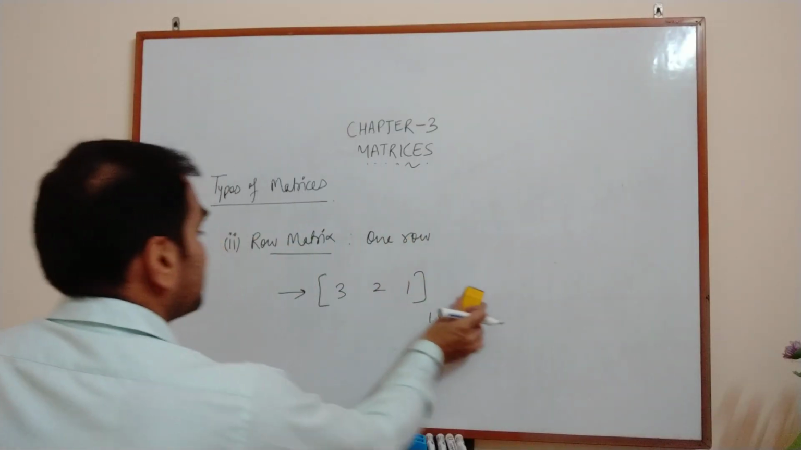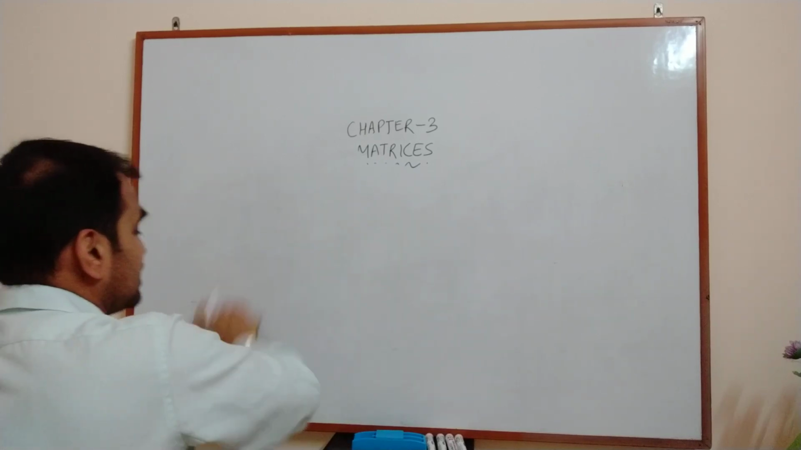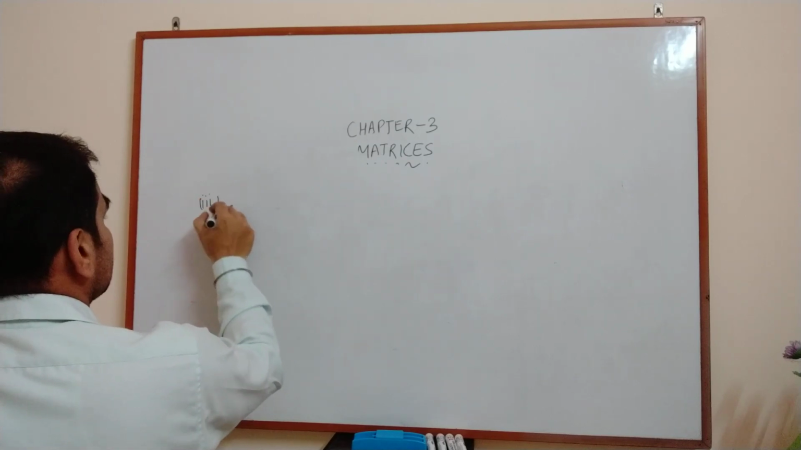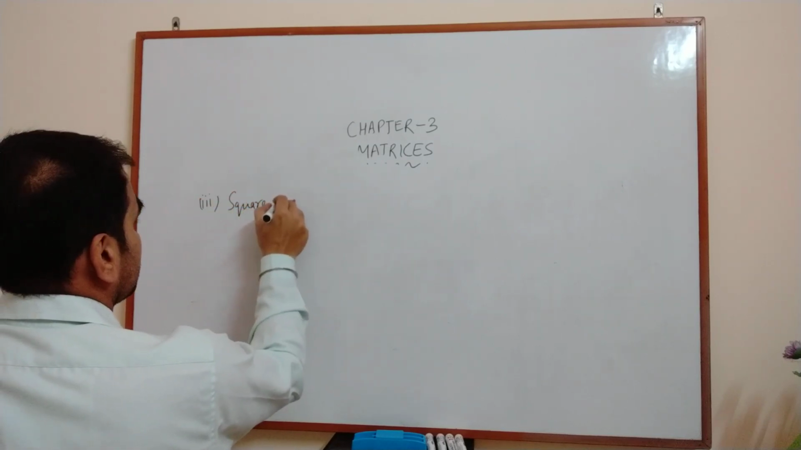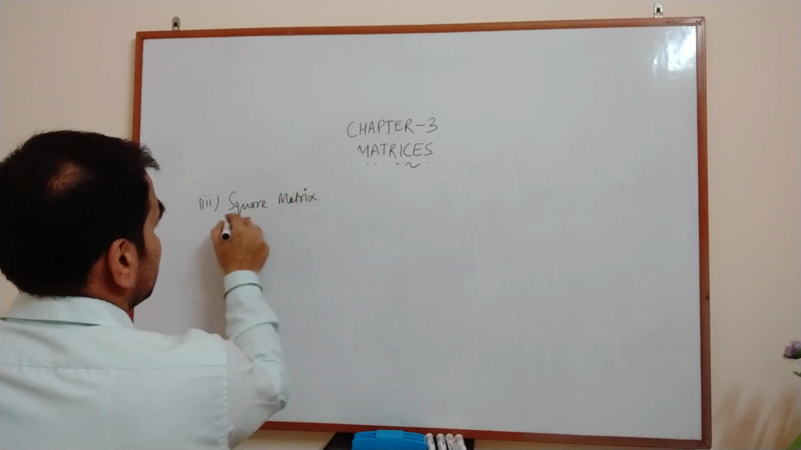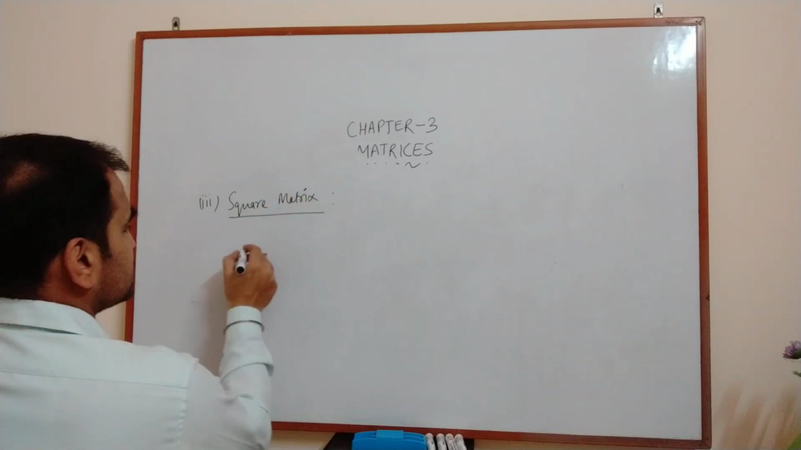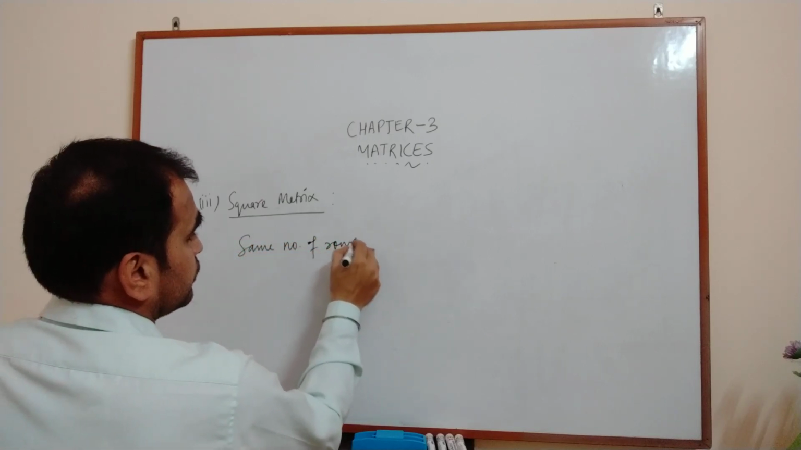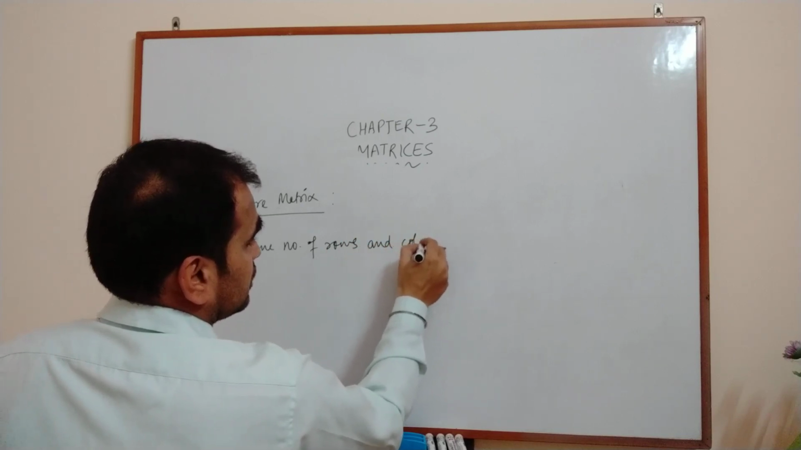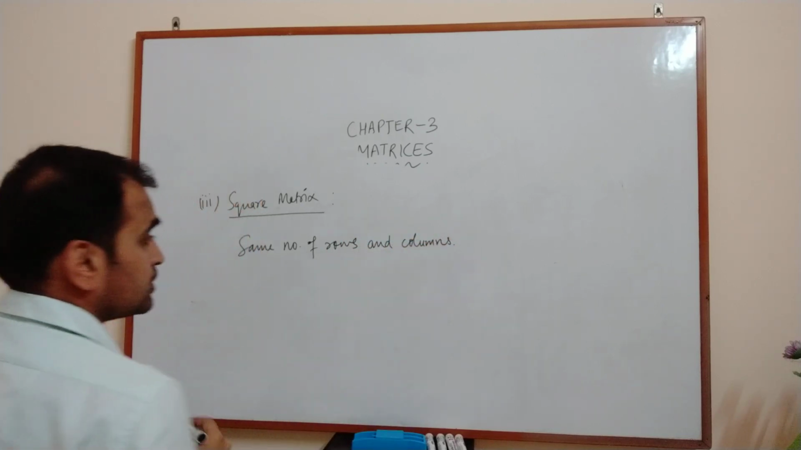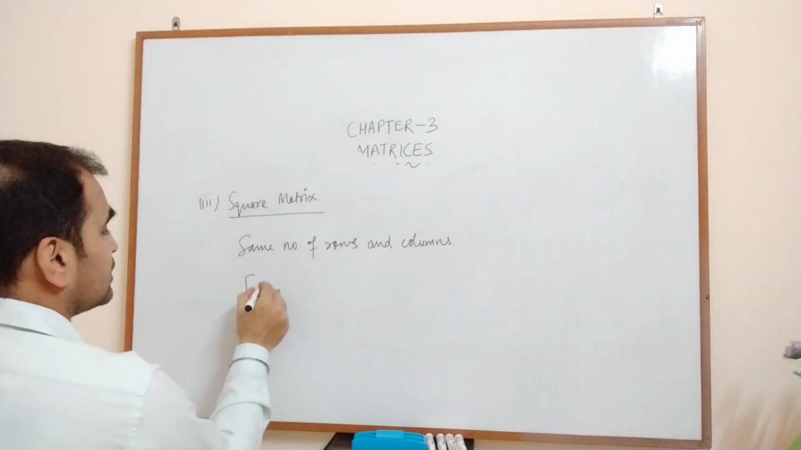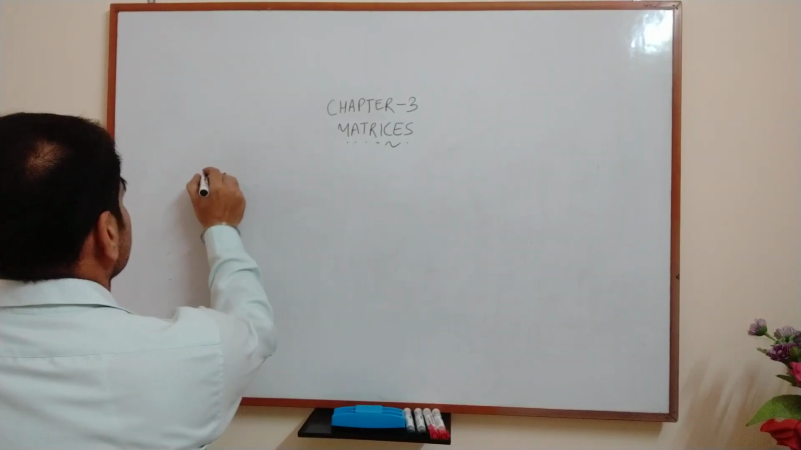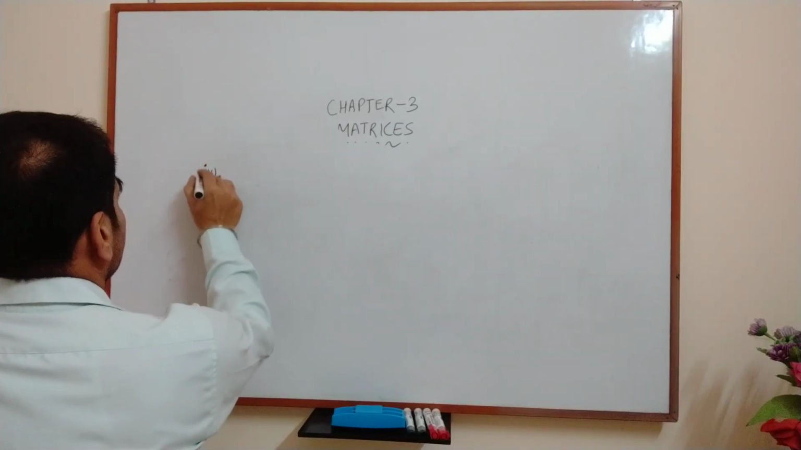Next is the square matrix. The third type of matrices is the square matrix. A square matrix has the same number of rows and columns. For example, if a single element is there, there is only one row and one column. Next is the diagonal matrix. This is the fourth type.